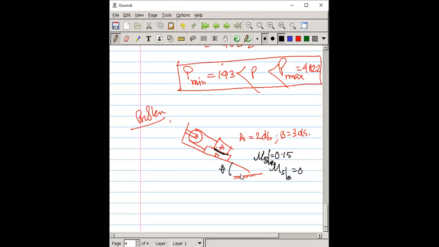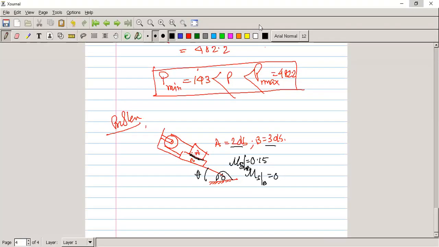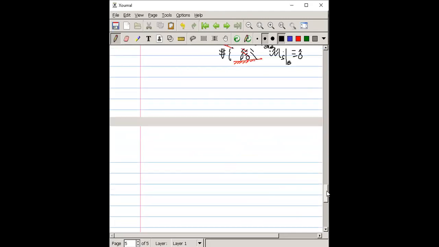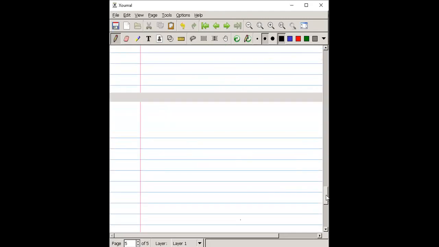I think the problem is understandable to all of you: two blocks are there, one this way and another this way, connected over a pulley using a string, and you have to find out the theta amount so that they are in impending motion. So in this type of problem, how to solve? First, remember, we have to make the free body diagram.